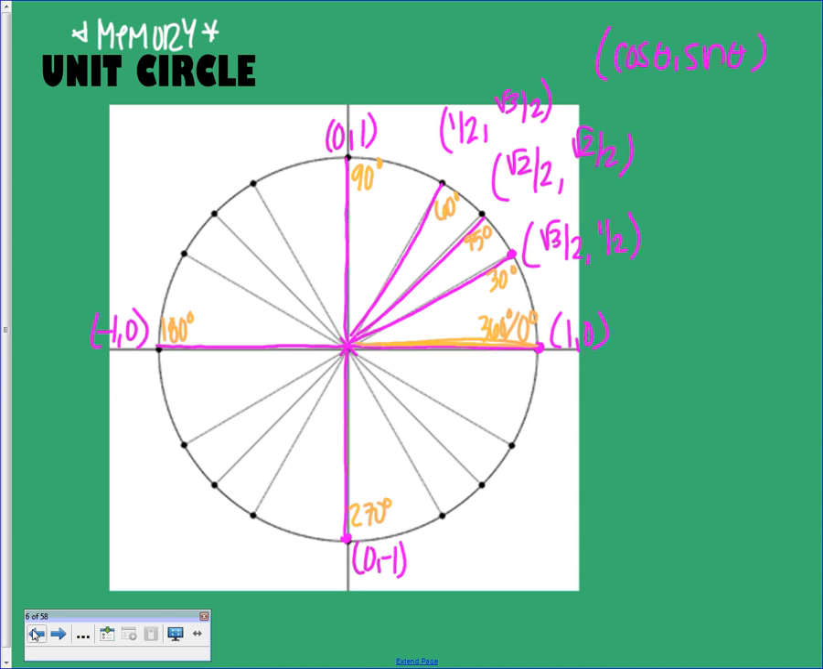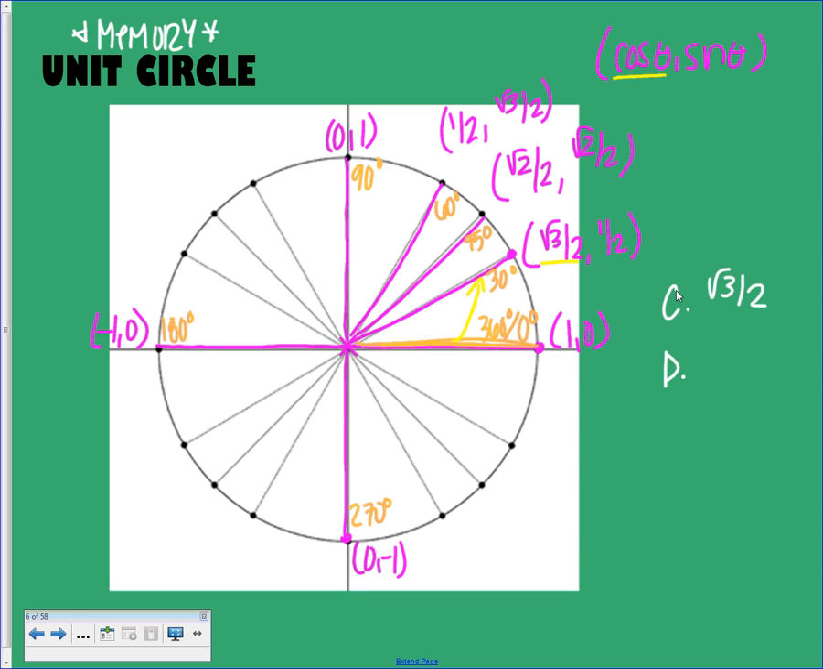Okay, so C, maybe I can even write it over here. C says the cosine of 30. Okay, so what I'm going to do, okay, and I'll see if I can do this in yellow, is I'm going to go up to 30 degrees. Okay, and cosine is the x-coordinate, so I'm going to pick out the x-coordinate. So my answer for the cosine of 30 is the square root of 3 over 2. Simple as that. You're just reading the unit circle.